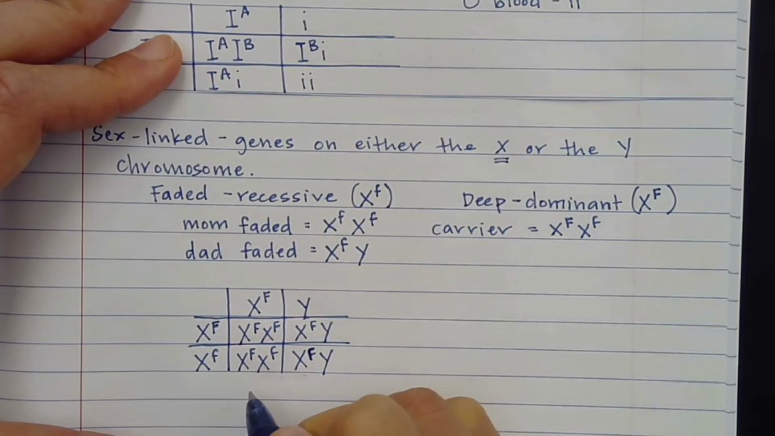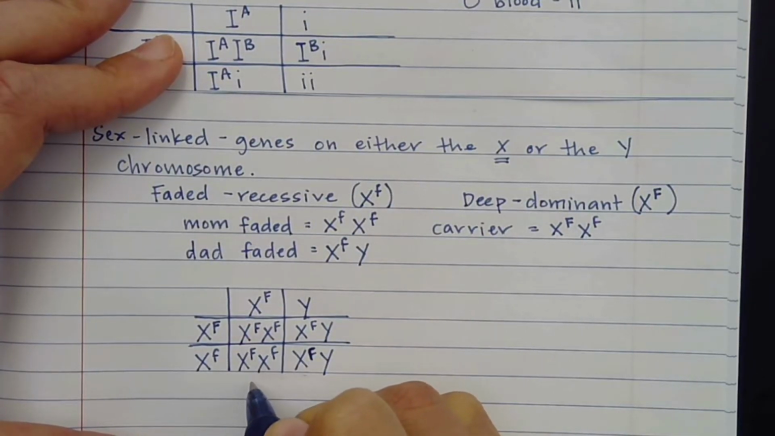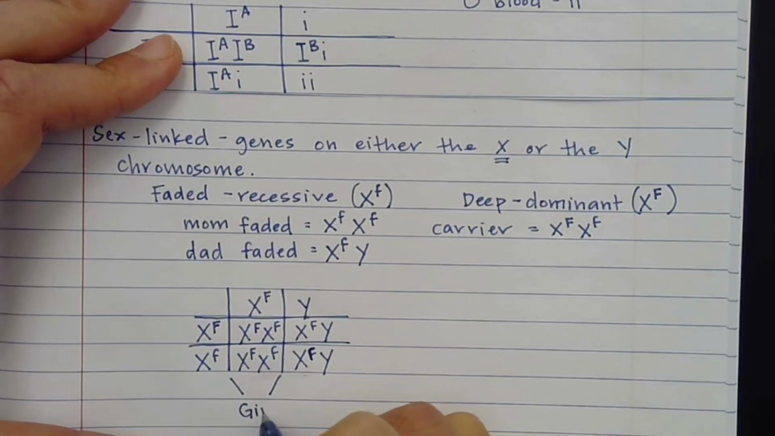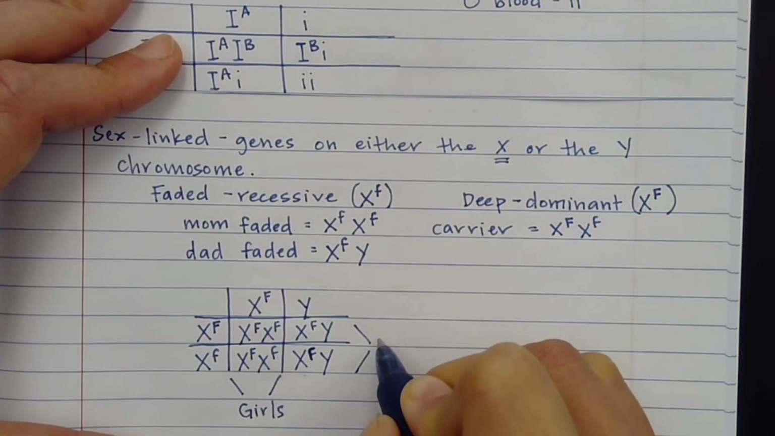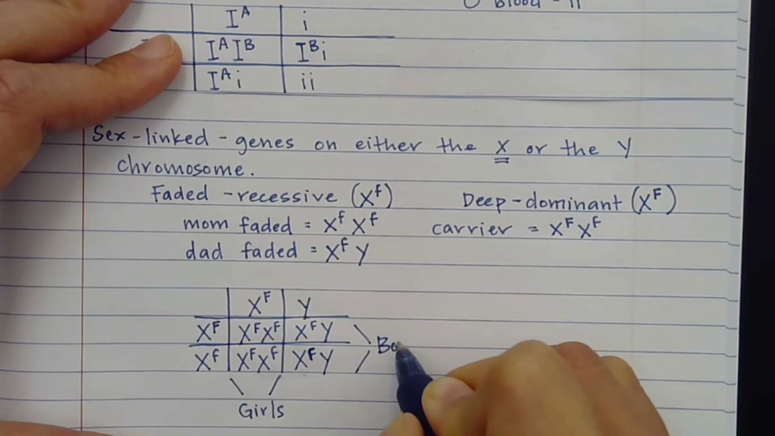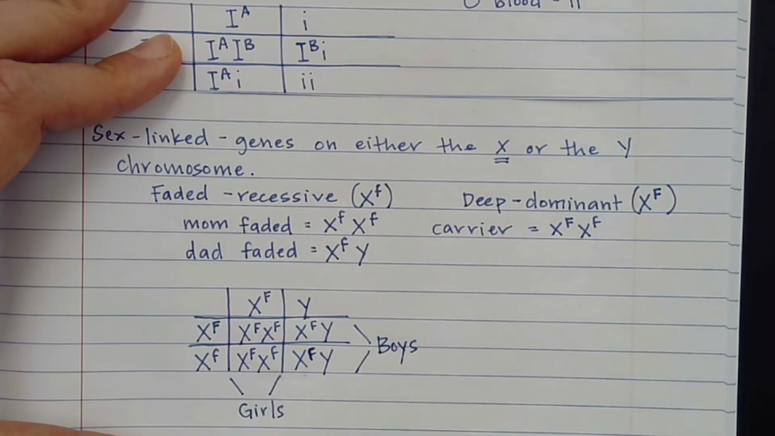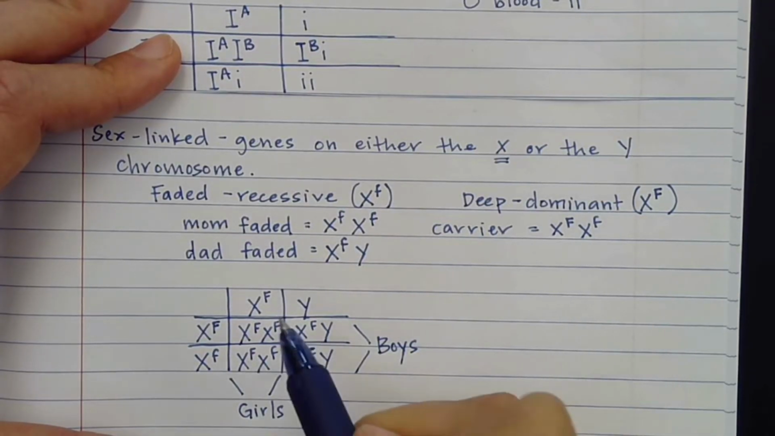So what we can see here is that these are my girls because they've got 2 X's. These are my boys because they've got an X and a Y. So let's look at how many of these are faded and deep.